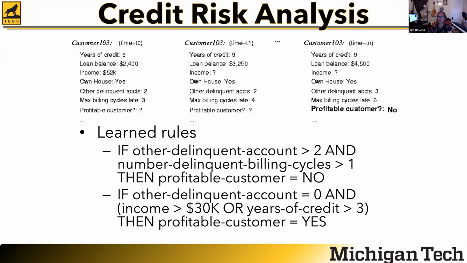Although the machine learning doesn't come into it as much because they're really worried about bias. But you could take all these aspects of somebody's life, how many years they've had credit, what their loan balance is, their income, whether they own their house, et cetera, and you could learn these rules. So for example, if you have more than two other delinquent accounts, and the number of delinquent billing cycles is more than one, then you're not a profitable customer because you're not paying back your loans. You're just allowing them to accrue interest, and that's fake money. So this is an example.